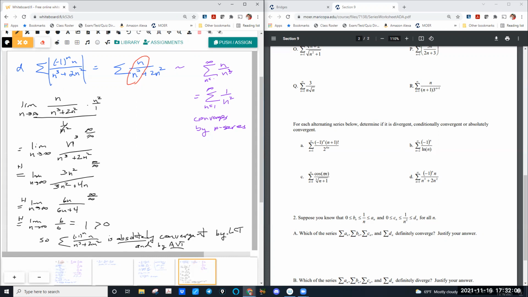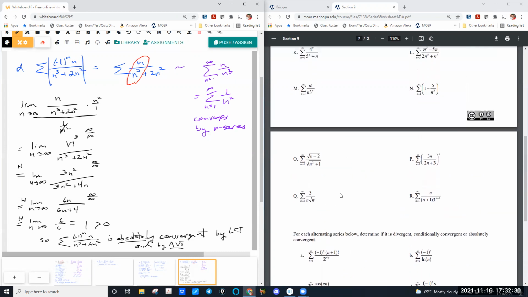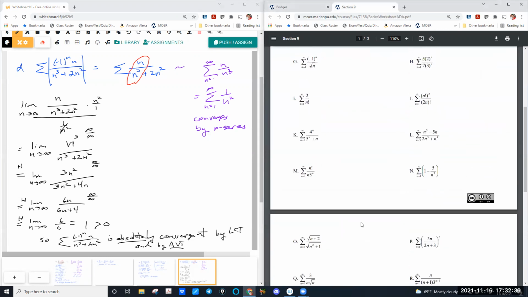Questions about that one? Okay, let's do this. I want to give you guys some time to try and work on these. To play around with a couple, practice, using this sheet to show convergence and divergence.